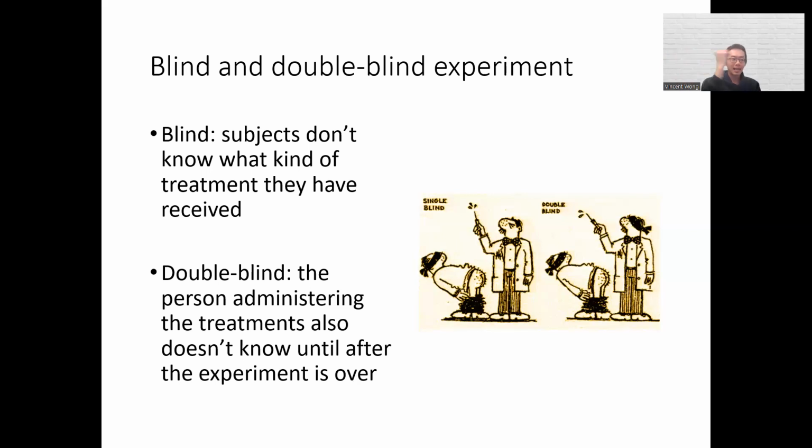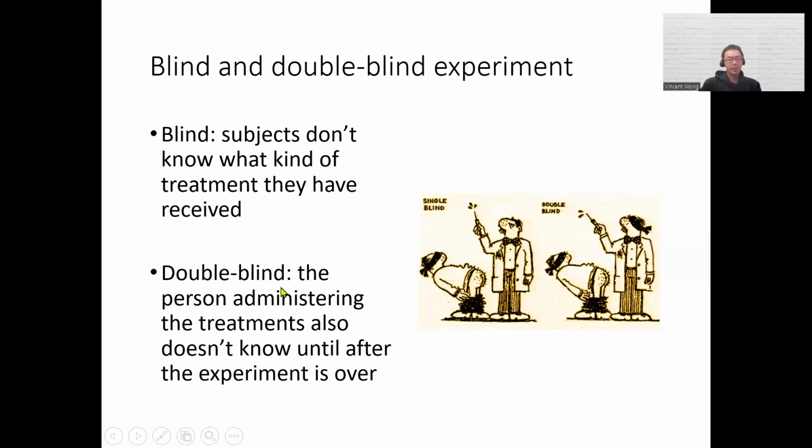The whole point is to tell them, okay, you're going to be receiving something, and let them tell you how it feels afterwards, right? If you tell them it's placebo, then they will be like, oh, you're just giving me nothing. Like, of course that's not going to improve my symptoms, right? So you don't want the subjects to know, but the experimenter, they know. They know who's getting the placebo and who's not.